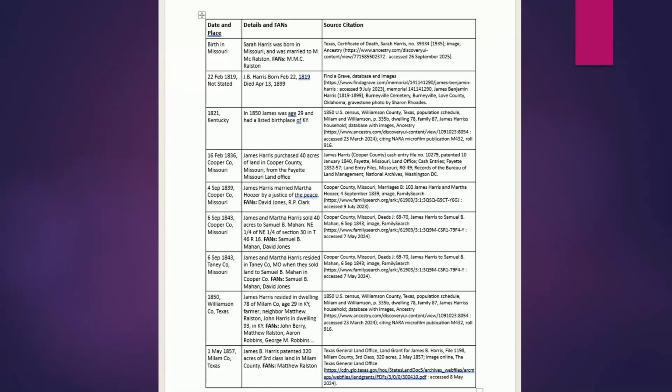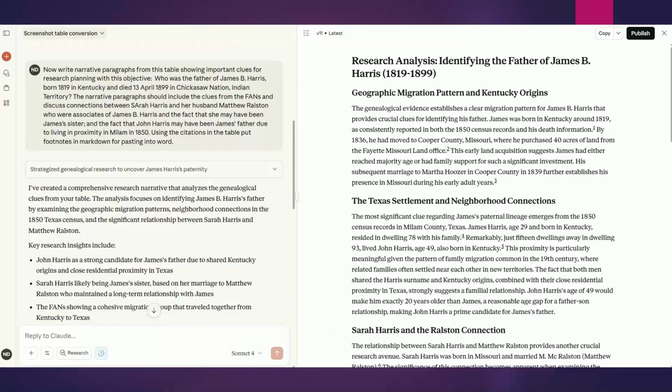Then I thought, well, this is nice, but sometimes it's easier to digest the summary of known facts if it's written out in paragraphs and sentences, which AI is really good at doing. So let's see if AI can write this out for me. I said in the prompt on the side, now write narrative paragraphs from this table showing important clues for research planning with this objective. And then I gave it the objective.